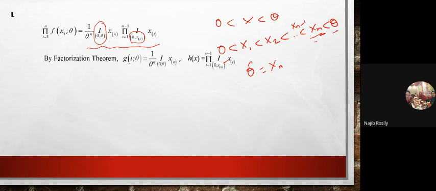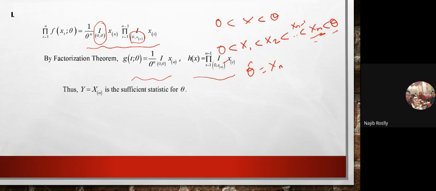Okay, by the factorization theorem, you split into 2. The part that does not depend upon theta is just your indicator for xi. The part which depends upon theta is 1 over theta to the power n, with the indicator for xn. So by the factorization theorem, your Xn is a sufficient statistic for theta. Okay, your maximum ordered sufficient statistic. So that is for the uniform distribution.